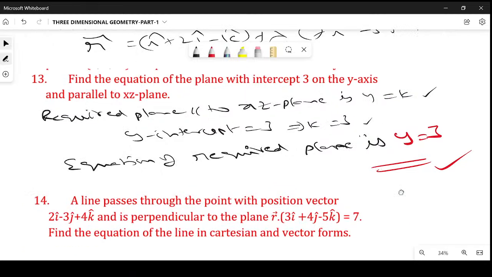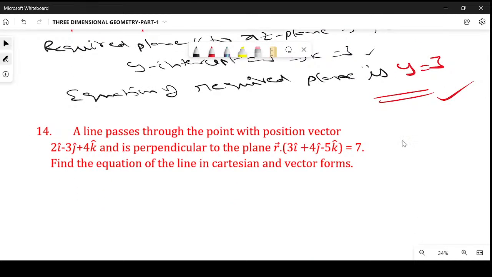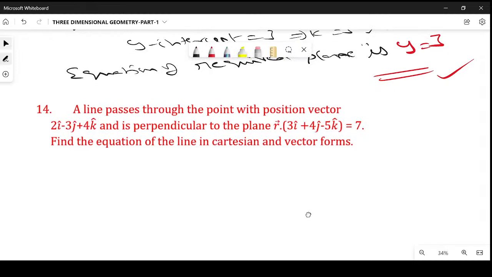Another one, the 14th one. I hope you understood up to question number 13. Anyone with doubts, let me discuss with me. It's clear, I hope. Another 10 more minutes and I can complete the session. Now question number 14: a line passes through the point with the given position vector and is perpendicular to the plane. Find the equation of the line in Cartesian and vector forms.